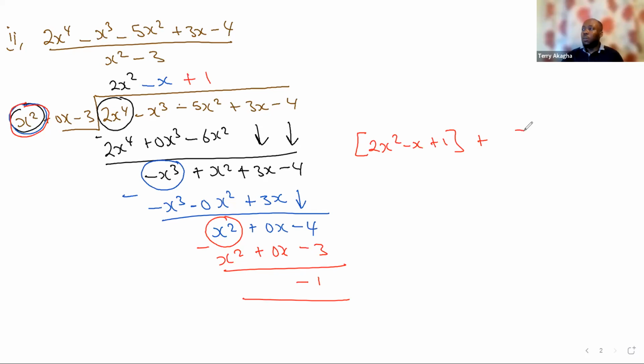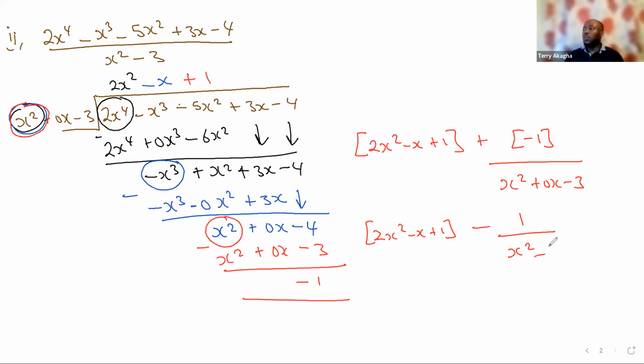plus in bracket minus 1, which is the remainder, divided by x squared plus 0x minus 3. Or you can put it to be minus, so you can write it like 2x squared minus x plus 1 minus 1 over, okay, if you want to, x squared minus 3. So it's still the same thing. You can write it any way you've done, all right? All right, so that is that for that, okay?